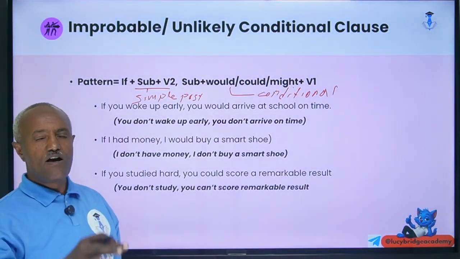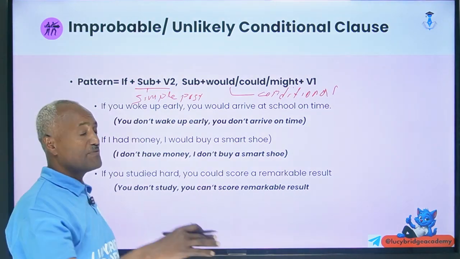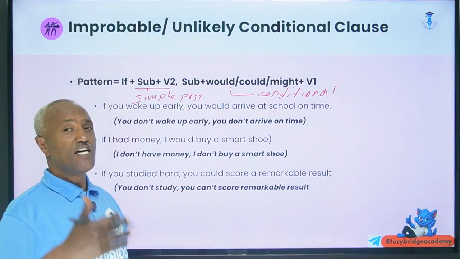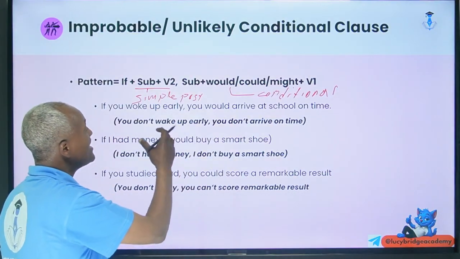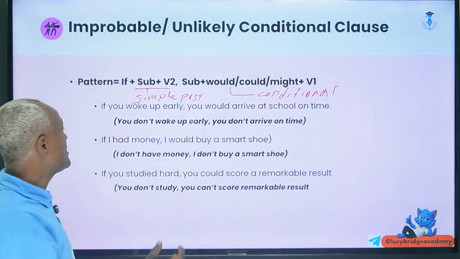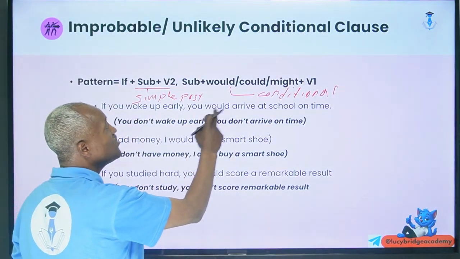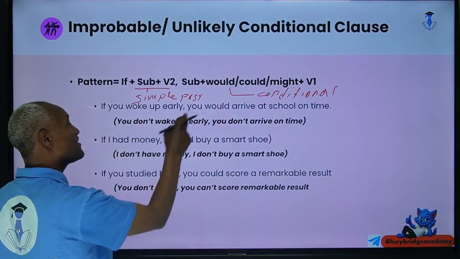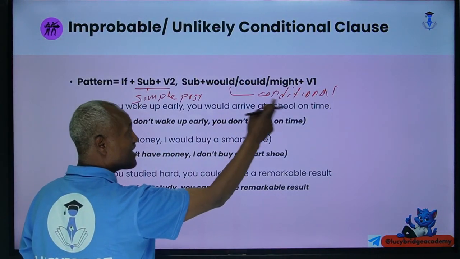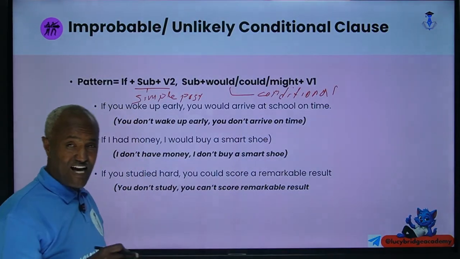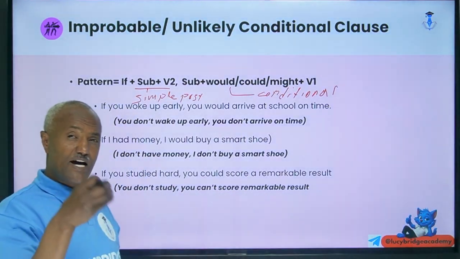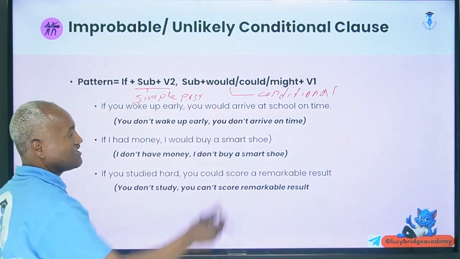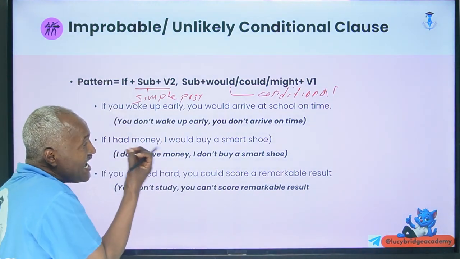Especially beginning from this, that means the improbable conditional, even though the sentence seems positive, here it has a negative sense, yes? Have you got it? For instance, if you woke up early, you would arrive at school. So you don't wake up early. This means if you woke up early means you don't wake up early, you would arrive at school, you don't arrive. It has a negative sense, a negative intention, or else a present unfulfilled action, we can say it like that. Yes? It has a negative sense.